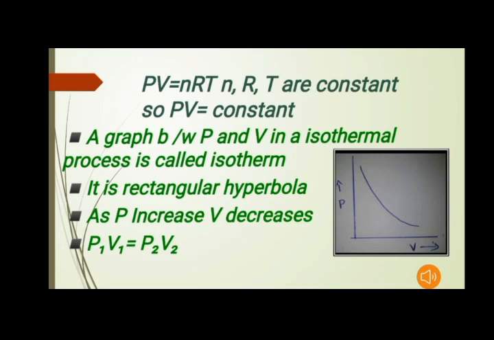Here we can see a graph. Pressure on the y-axis and volume on the x-axis. The graph between P and V in an isothermal process is called an isotherm. That means that curve is known as an isotherm, and it is a rectangular hyperbola. Then we know that as the pressure increases, the volume decreases, and from the equation PV is equal to a constant, we can write P1 V1 is equal to P2 V2.